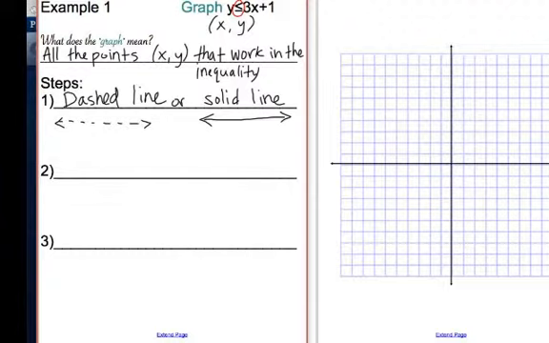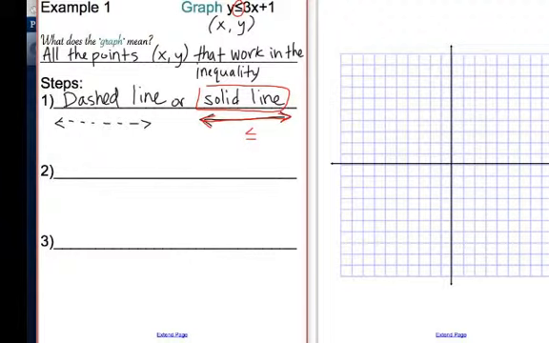So in this case, if it's less than or equal to, I'm going to use a solid line. I need to know this before I start graphing because I don't want to accidentally make it solid when I need to make it dashed. We'll see an example where we make it dashed so you know how to do that one as well. So now I know it's a solid line.